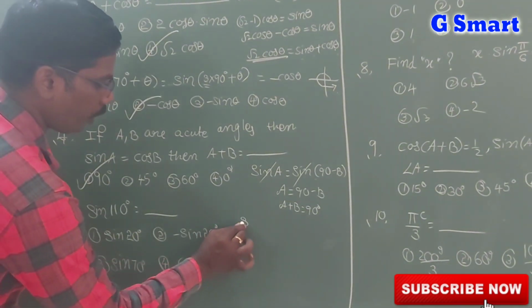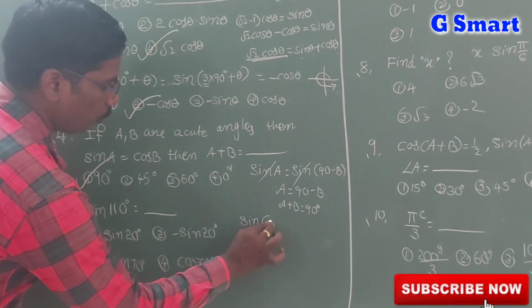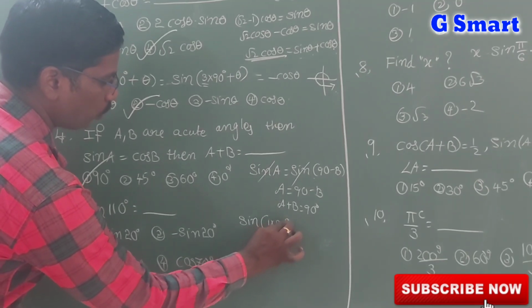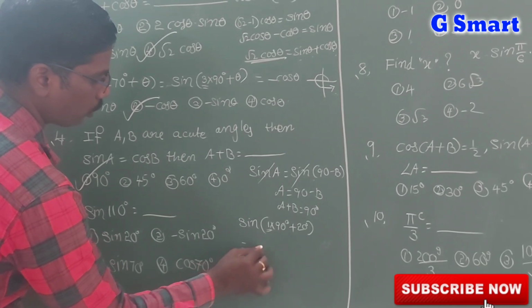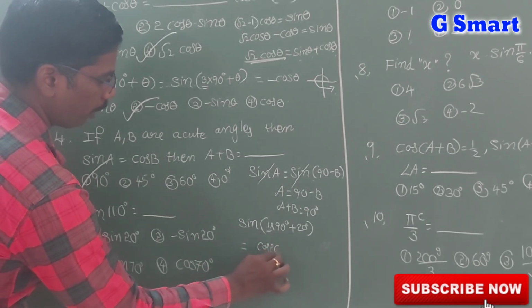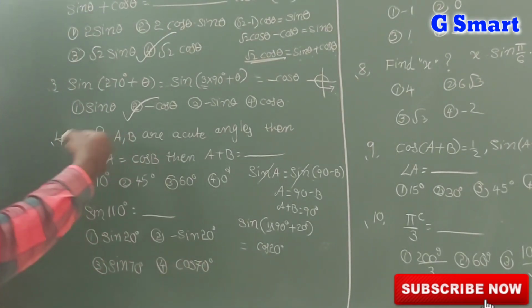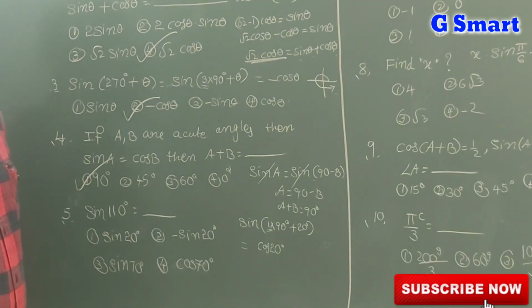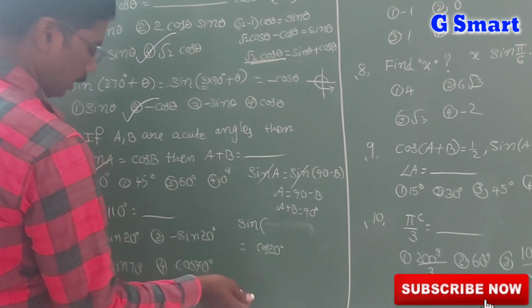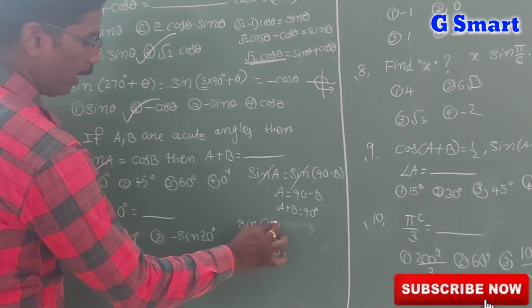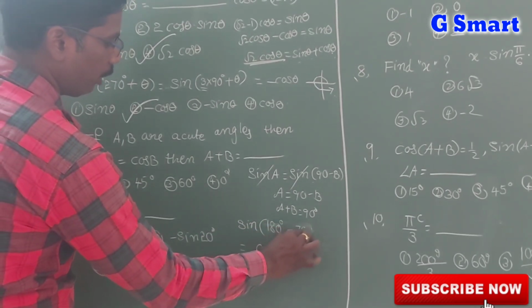Next, sin 110. This can be written as sin of 1 into 90 plus 20. So 1 means an odd number, so cos 20 will come, but cos 20 is not there in the 4 options. So that is not useful. We have to do another way. This can be written as 180 minus 70.